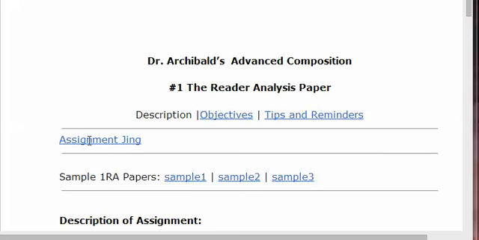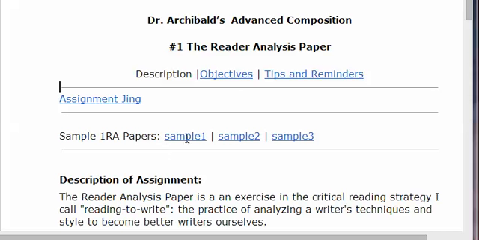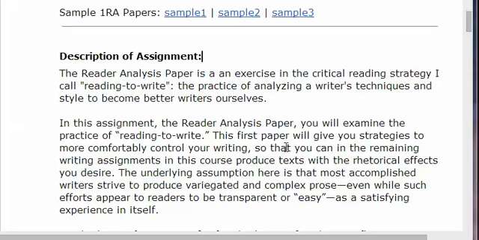You're listening to this Jing, the assignment Jing right here. Please look at these sample papers, especially sample 3, which gives you a good idea of the kind of micro analysis of your reading that I'm interested in you doing.